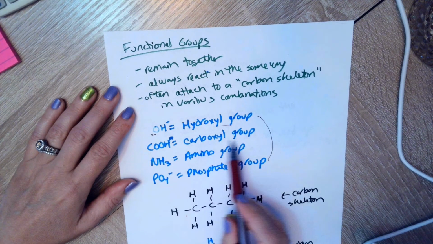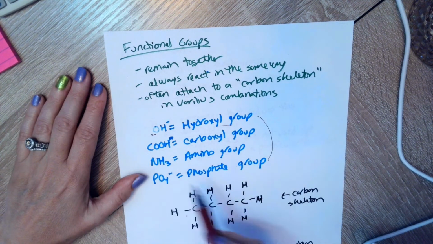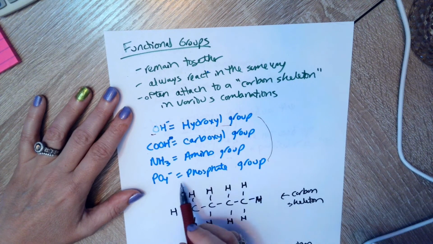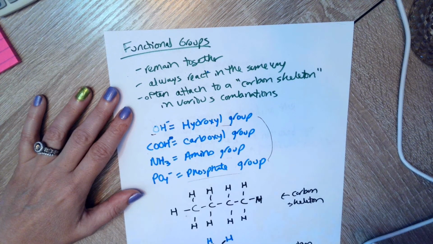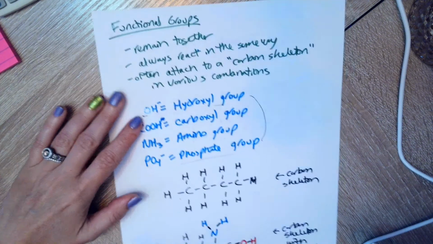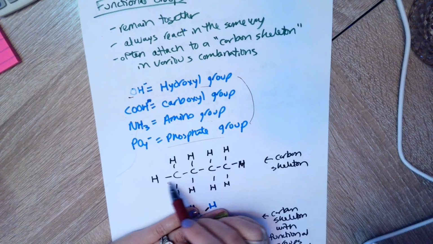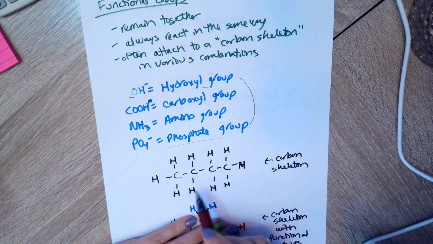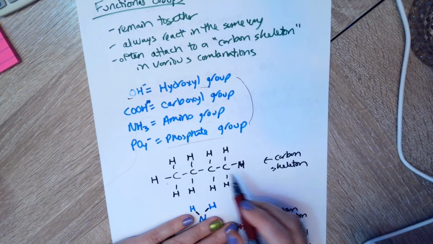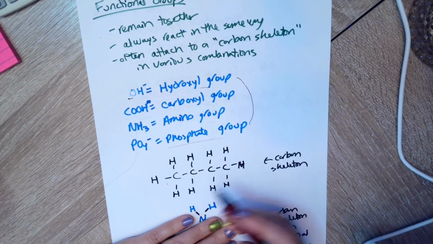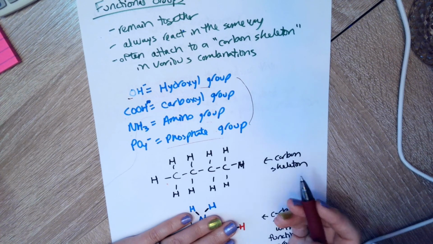COOH, that's a carboxyl group. NH3, amino group, and PO4 minus is a phosphate group. So essentially, if we look at our carbon skeleton, remember back from the beginning of this lecture, like 20 minutes ago, that each carbon can get 4 bonds. Each carbon wants 4 bonds.